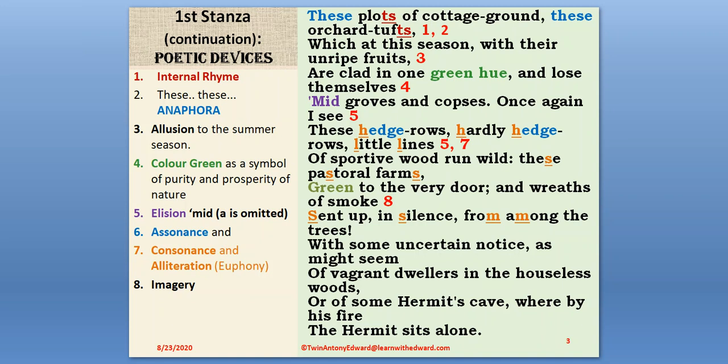In the first place, the internal rhyme is beautifully employed in the first line itself. "These plots of cottage ground, these orchard tufts," and again anaphora: "these plots of cottage ground, these orchard tufts, these hedgerows, hardly hedgerows." And there is also an allusion to the summer season, point 3, "which at this season, with their unripe fruits," refers to the summer season.